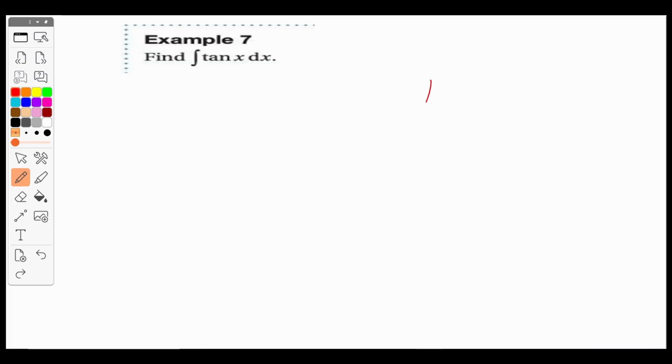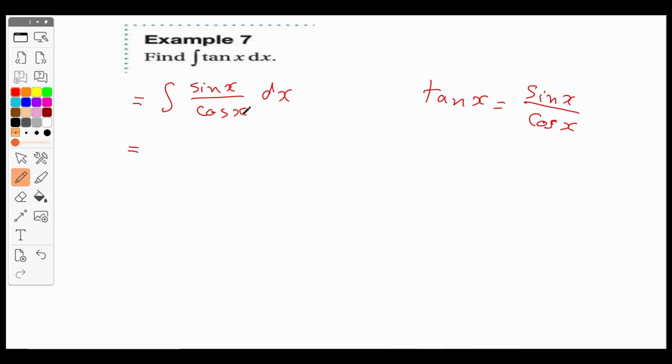You know that tan x is equal to sine over cosine. Tan is sine over cosine. So this question could be written as the integral of sine x over cosine x dx. And what's the derivative of cosine? The derivative of cosine is negative sine. But the top here is just a sine.